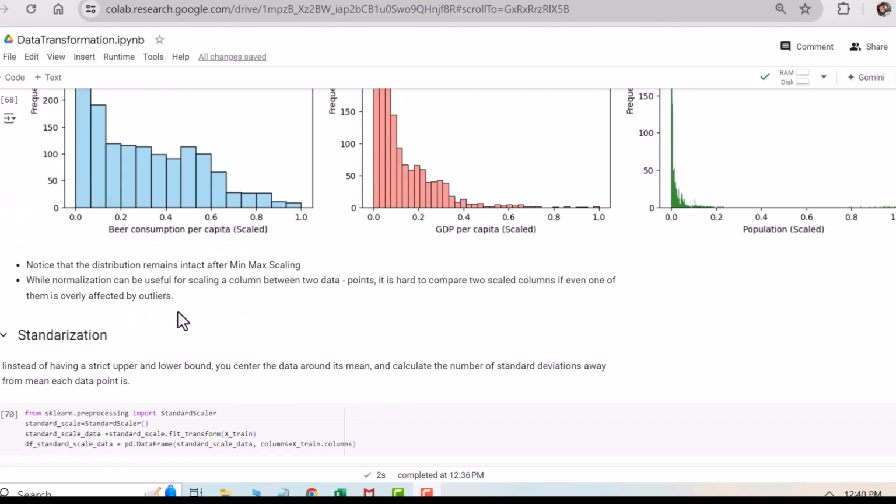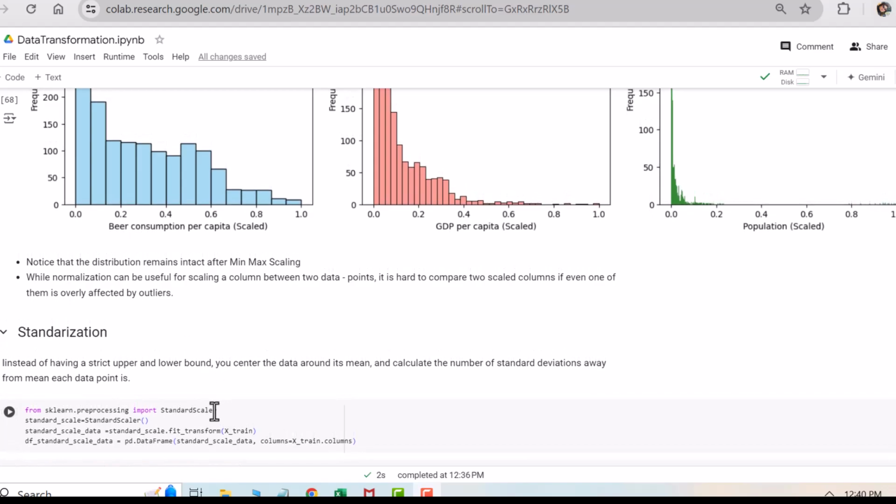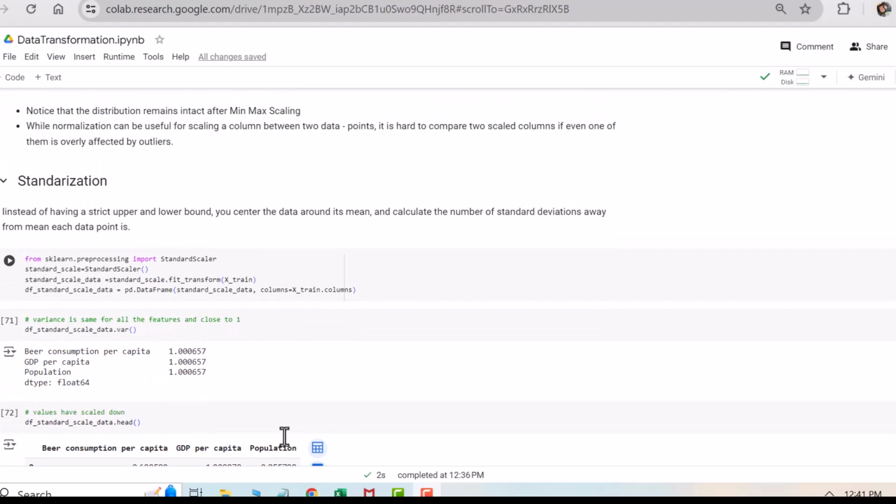We can apply standardization in a similar fashion as min-max scaling by importing a standard scaler, creating an instance of it, and doing fit transform. Fit in this method of standardization will be calculating the required statistics like mean and standard deviation, and applying them on the test data, or on the data in the form of transform. So we have a data frame, and if we check the variance, for the standardized data the variance is the same for all the features, right?